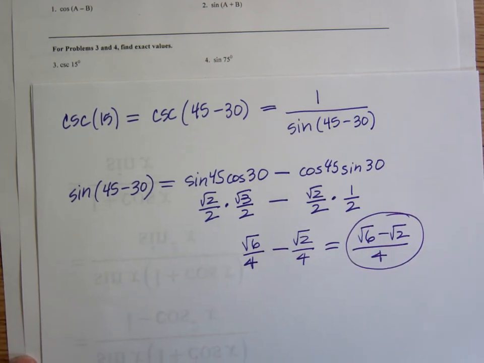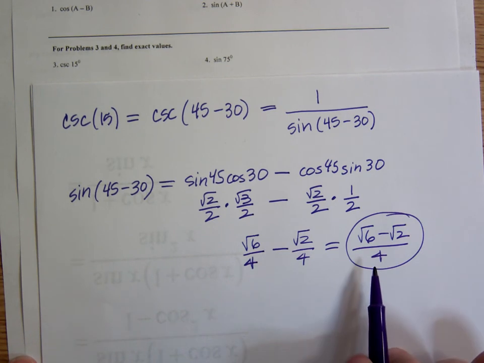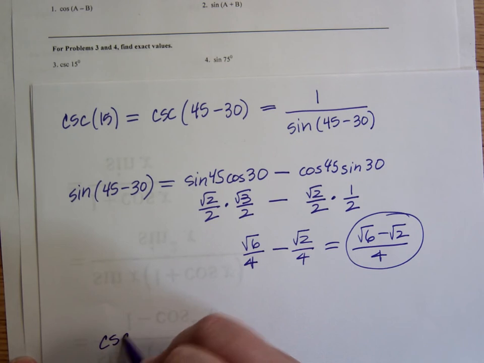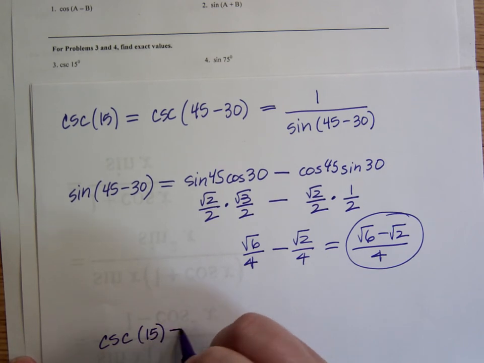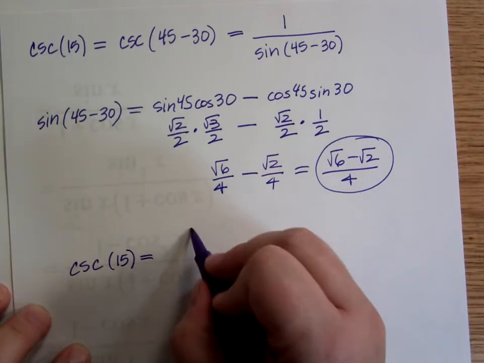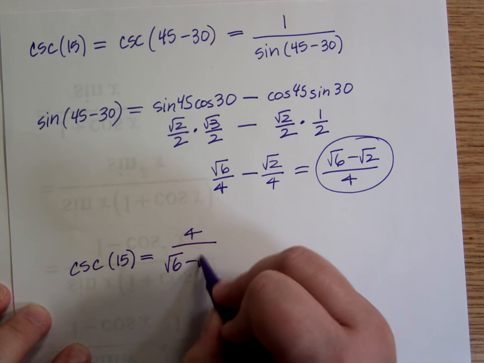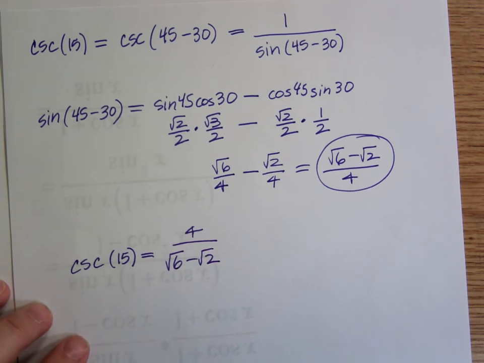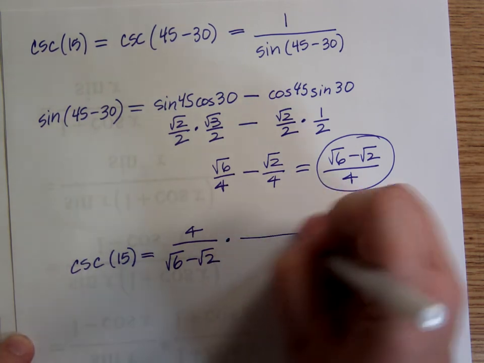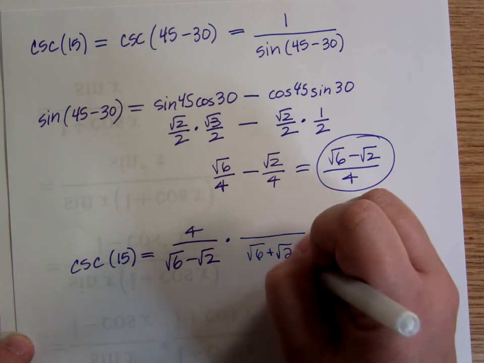Now, the problem is, that's the answer for the sine. I don't want the sine. I want the cosecant. So I'm going to flip it over. So the cosecant of 15 is 1 over this, which just is another way of saying the reciprocal of this. It's this. Here's the problem. Now I have radicals in my denominator. I don't want those. So in order to rationalize this, I'm going to multiply on top and on bottom by sort of like the conjugate of this, root 6 plus root 2.